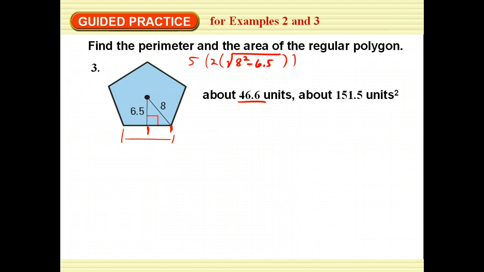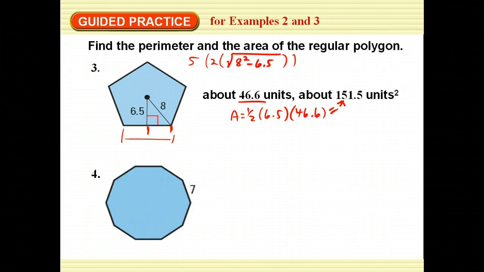Now, how did we get the area? The area is 1/2 the apothem, which is 6.5, times that perimeter, which is 46.6, and that equals about 151.5.